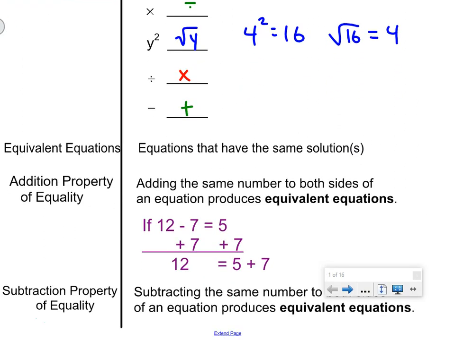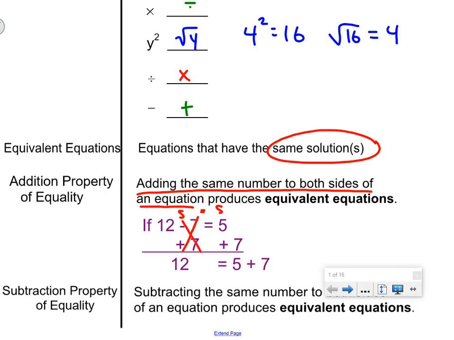Equivalent equations, equations that have the same solutions. Addition property of equality means that you can add the same number to both sides of an equation and it produces an equivalent equation. So if 12 minus 7 equals 5, which it does, 5 equals 5, we can add 7 to both sides. The negative 7 and positive 7 cancel out. The 12 comes down and it equals 5 plus 7. Well, 5 plus 7 equals 12, so 12 equals 12.